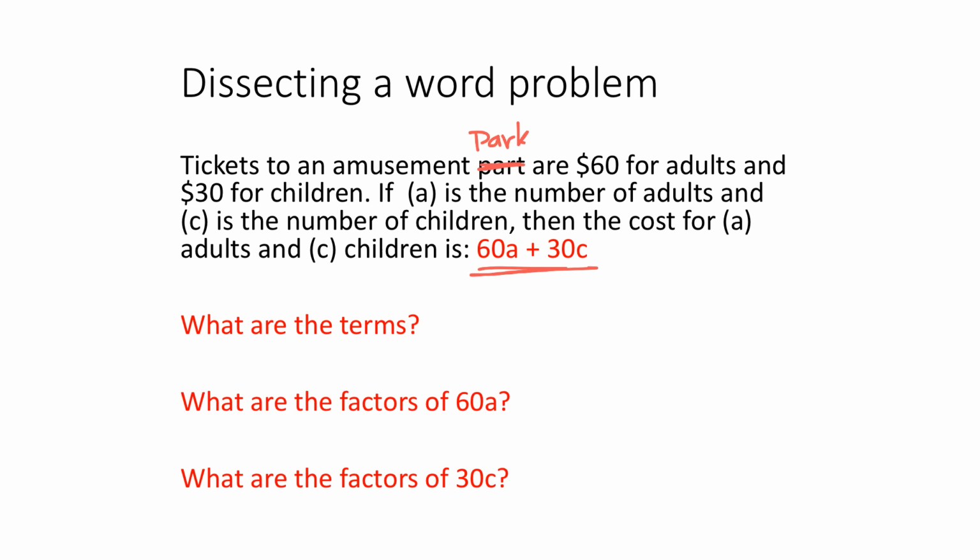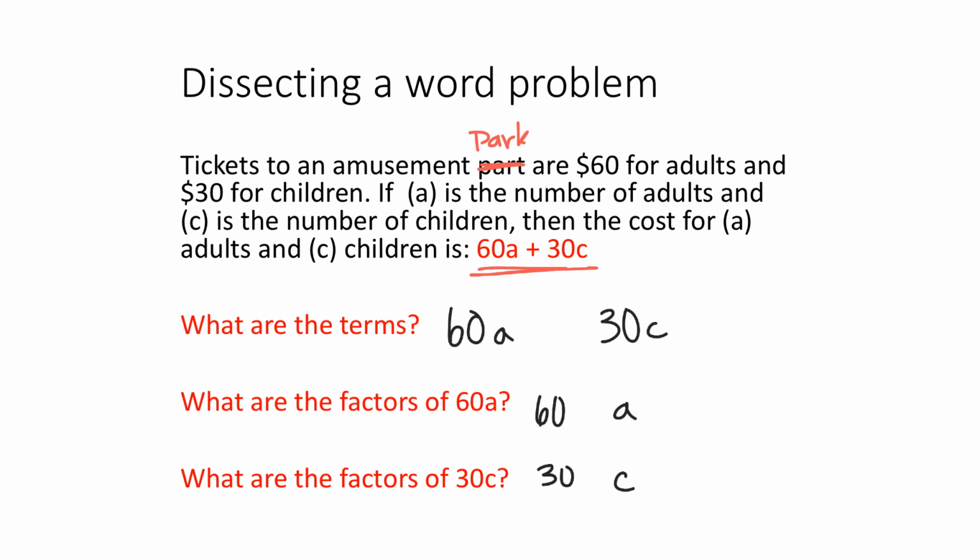Now before we start even really looking into what this is all about, the idea is that we want to identify what the terms are. So the terms that we have specifically in this problem are 60A and 30C. The factors of 60A are 60 and A, and the factors of 30C are 30 and C.